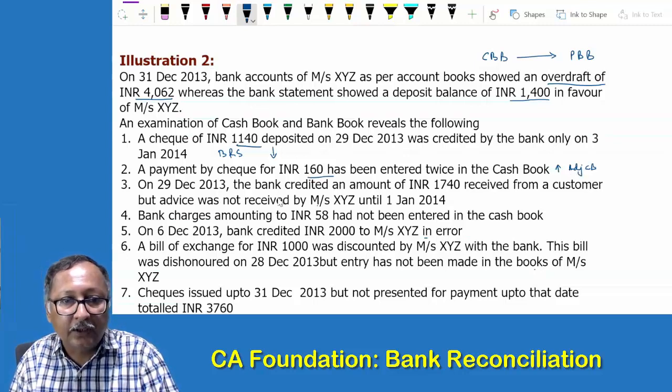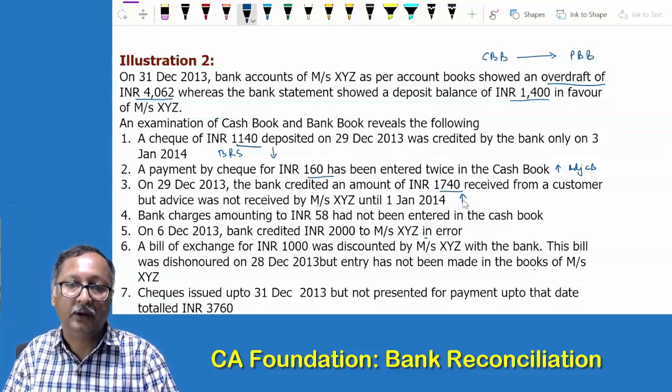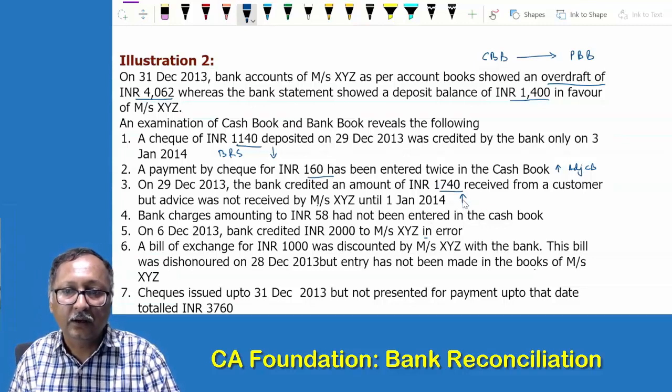Third, on 29th December, the bank credited an amount of 1740 received from a customer, but advice was not received by the party. If the bank received the money, the other book balance has increased, but our book balance has not increased. Simply we will add that. I am showing it with an up arrow. You need to pass an entry because the bank has made the entry in the passbook, whereas in the cash book there is no entry. So it can be taken into the adjusted cash book.